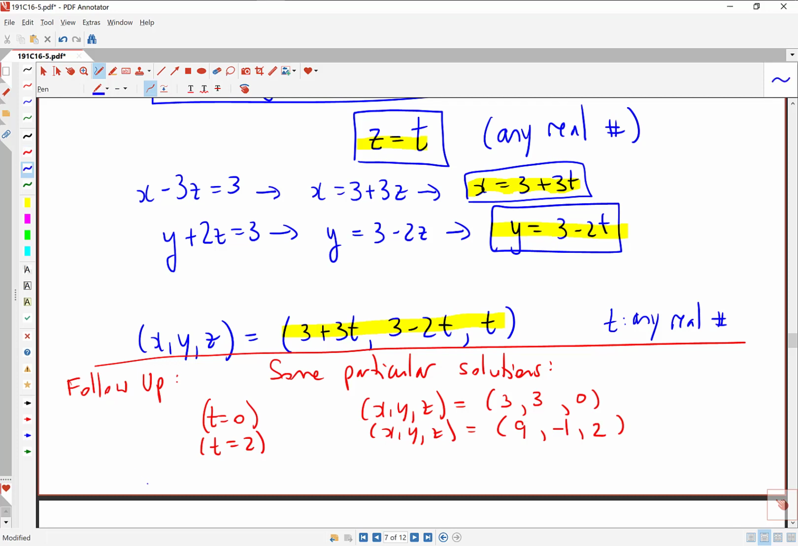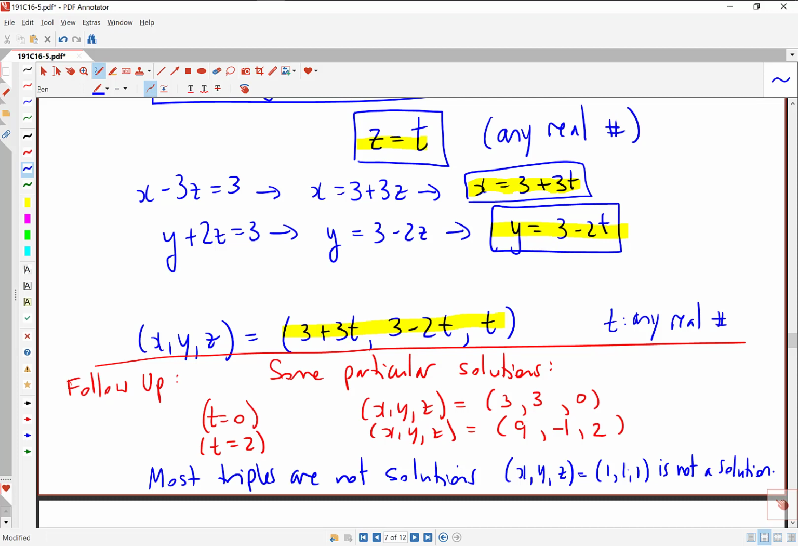Now, I would also point out that most triples are not solutions. So if you just chose sort of a random combination of X, Y, and Z values, let's say you say, okay, 1, 1, 1, that's not going to solve the system. So let's say 1, 1, 1 is not a solution. If you go back and check that in the 3 equations that we started with originally, that's not going to work. So when you have infinitely many solutions, yes, there are infinitely many possible combinations of X, Y, and Z that are going to work, but that doesn't mean that every combination is going to work.